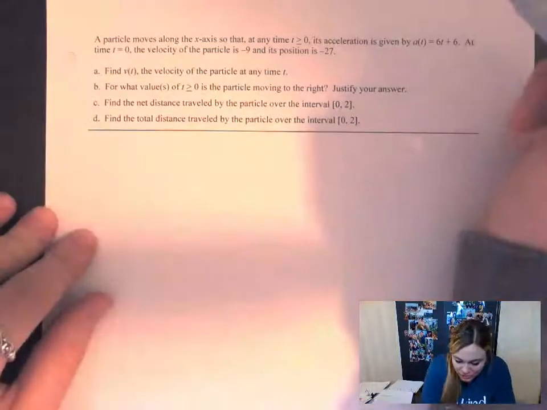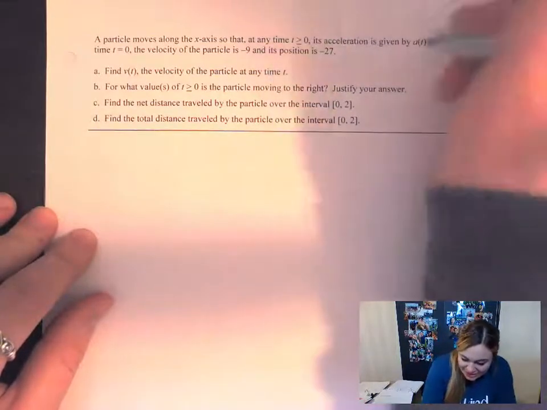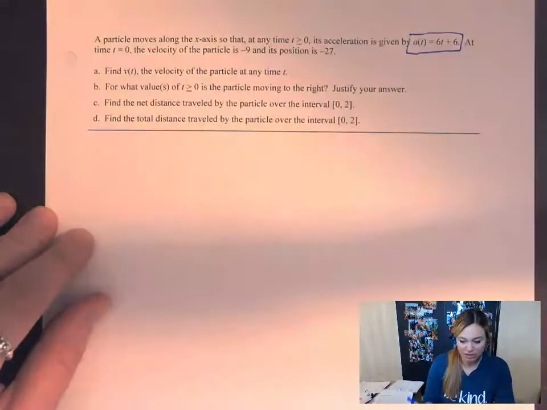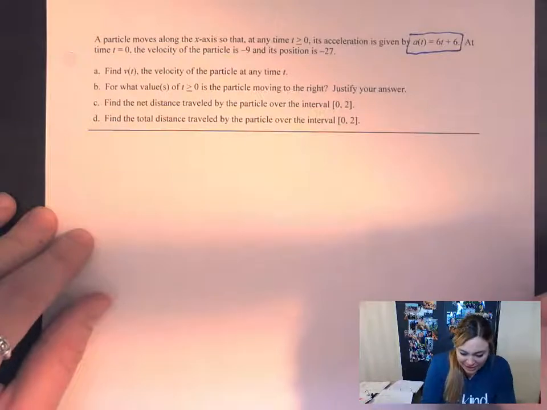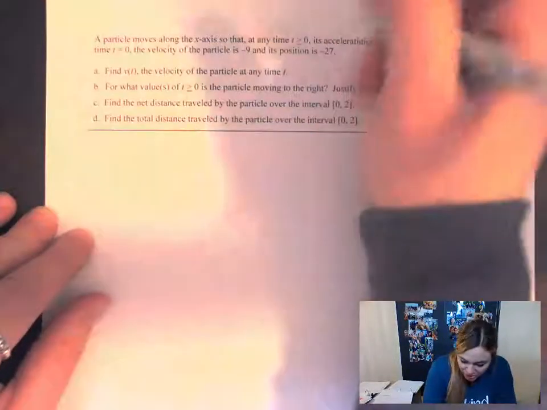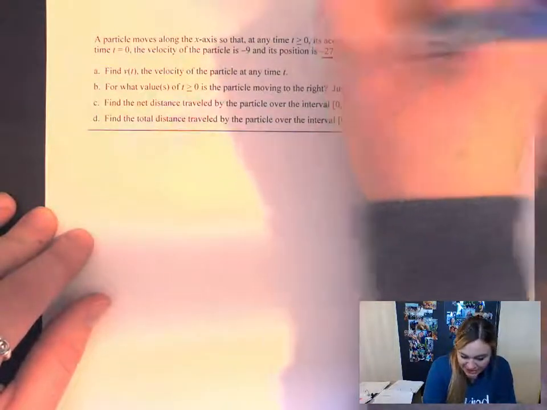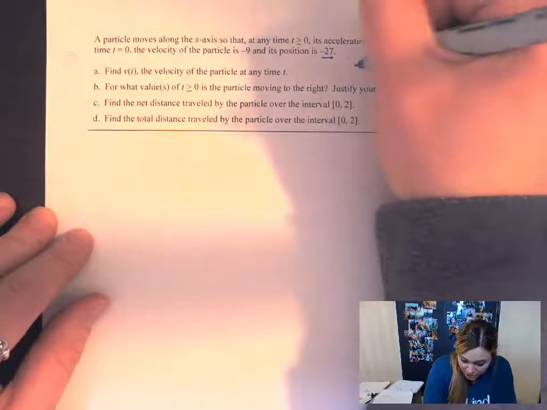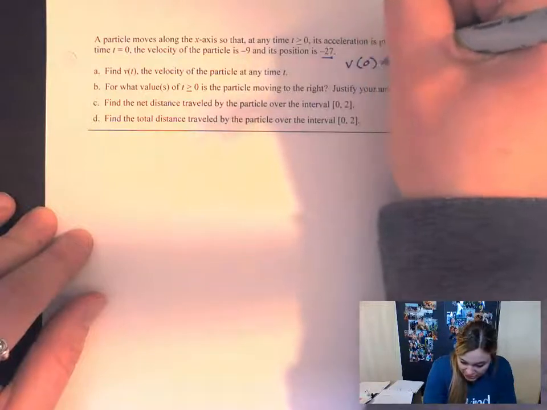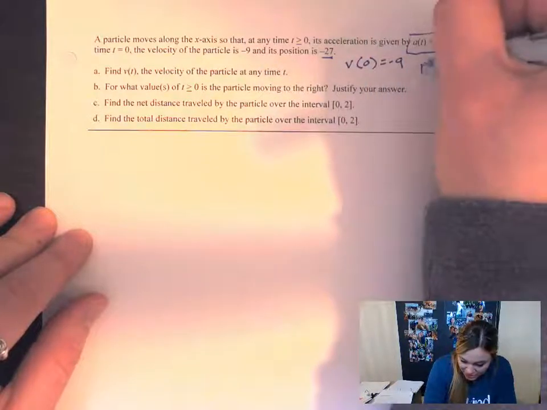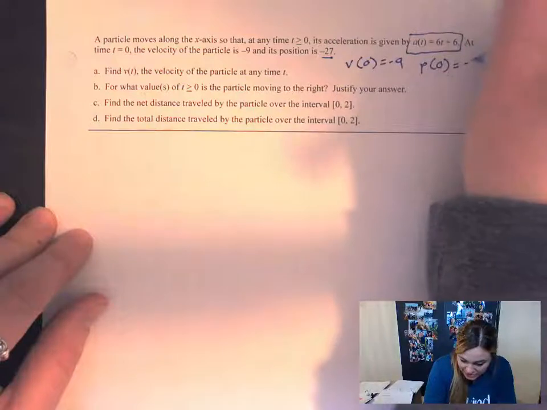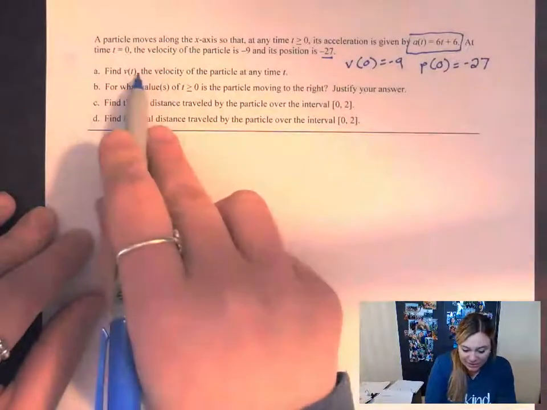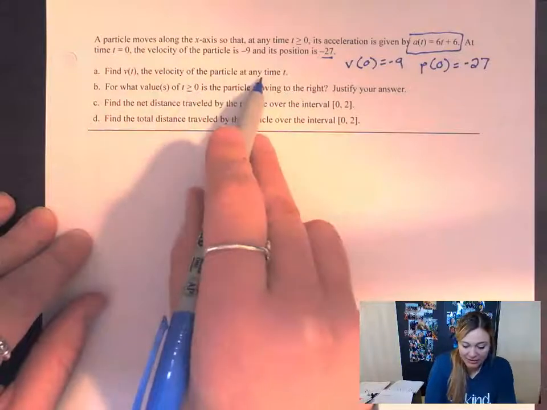So a particle moves along this x-axis so that its acceleration, ooh, so different than before, because before we had velocity. At time t equals 0, the velocity of the particle is -9, its position is -27. So I know velocity at 0 is -9. The position at 0 is -27. So I know some stuff. This one says, find v of t, the velocity at any time t.